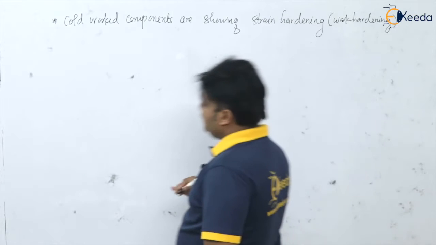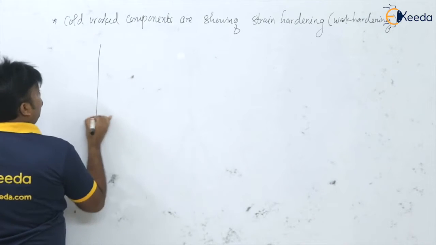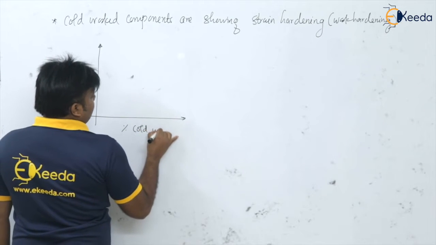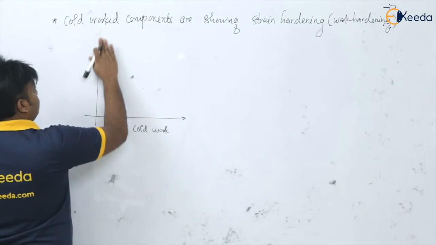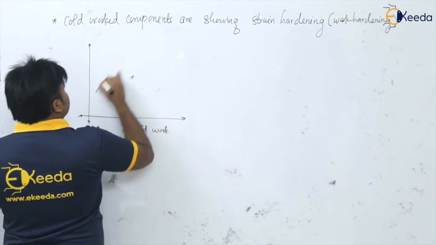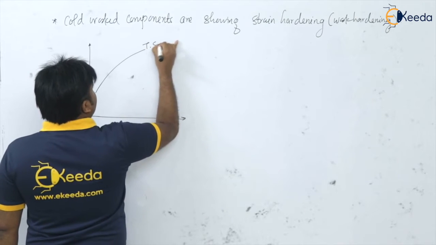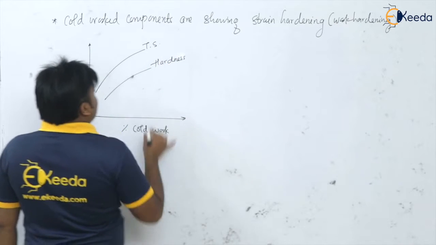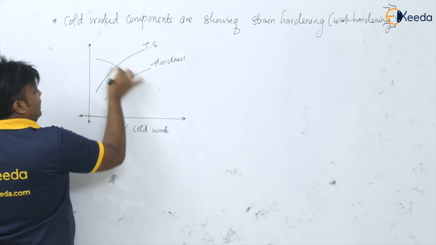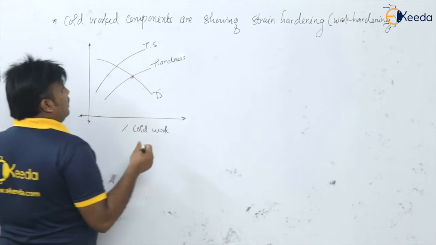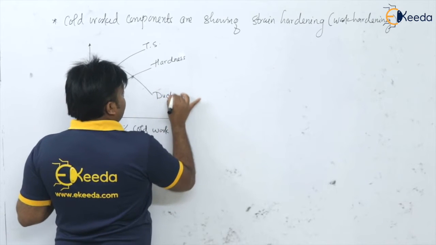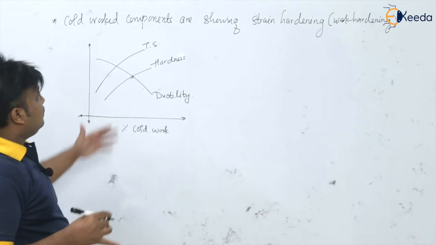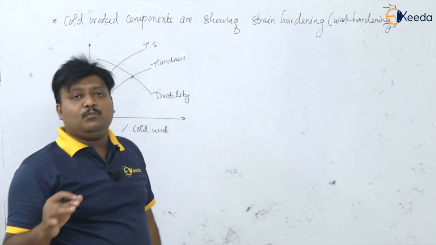So because of this, see, if this is the percentage of cold work, when I am increasing the percentage of cold work, we will see the increase in properties like the tensile strength and the hardness. At the same time, of course, the toughness and ductility decrease, as hardness and strength increase. So see this strain hardening or work hardening. Cold work components will show this phenomenon.